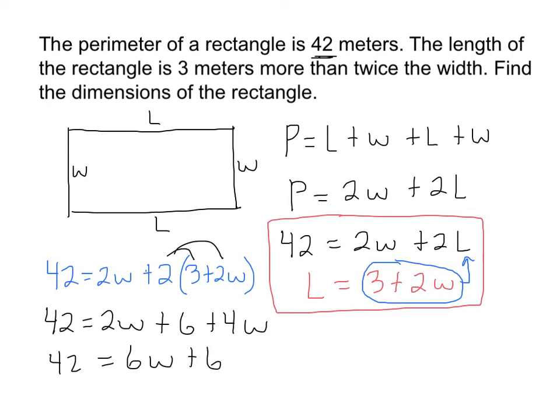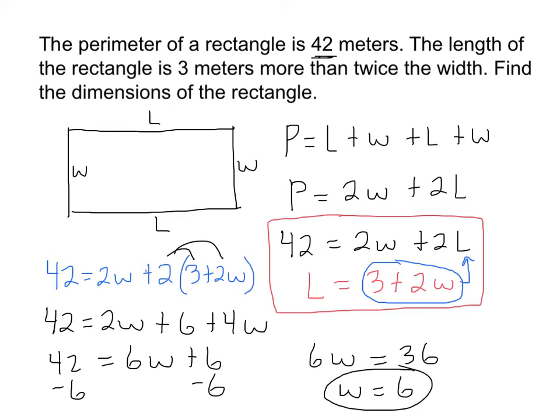And so what do I need to do now? Subtract 6 on both sides. So I have 6W equals 36. And so when you divide by 6 on both sides, you get that W is 6. Okay? So I know that my width is 6. Okay? Now I need to know what my length is.